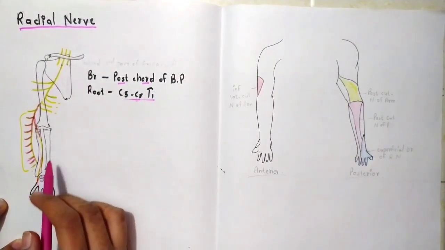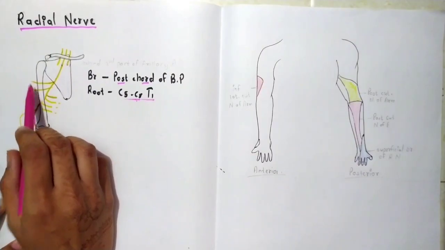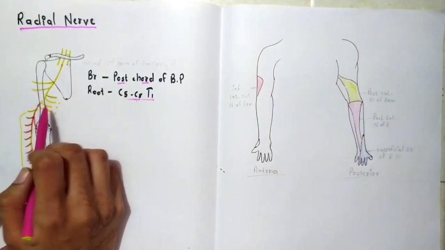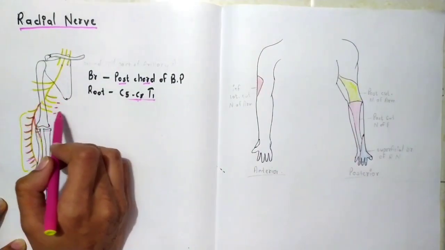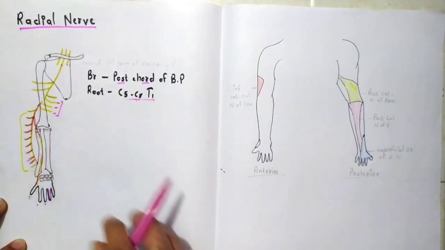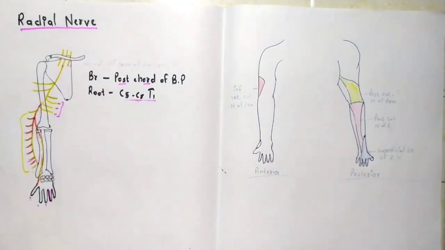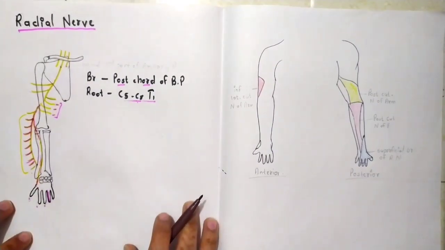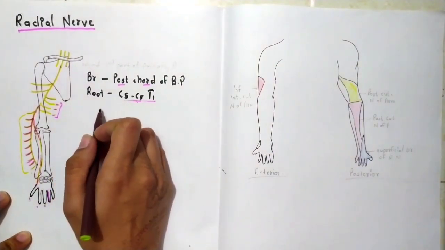So this is the complete course, and in the arm it will supply the triceps muscle, all three heads of the triceps muscle, and it gives these three cutaneous branches. Now we will see in detail about the course of this nerve.